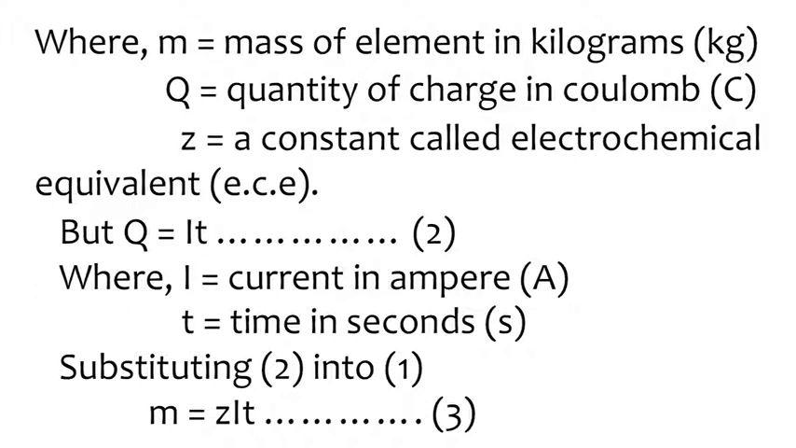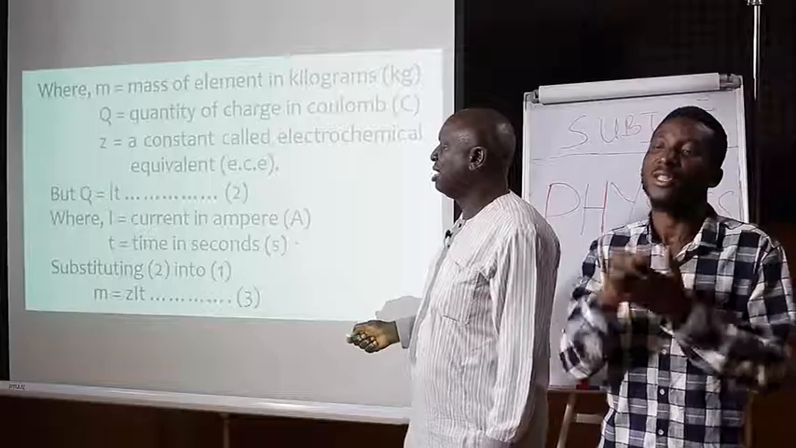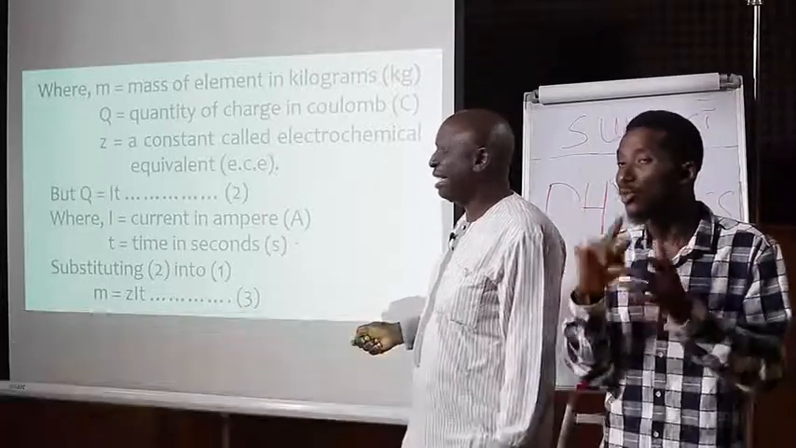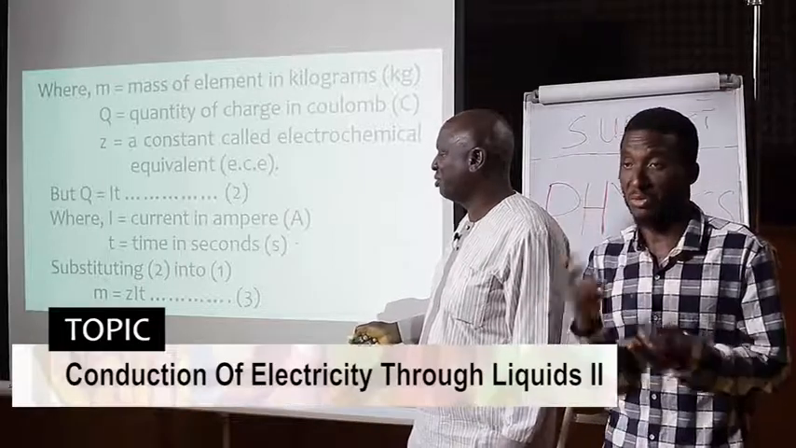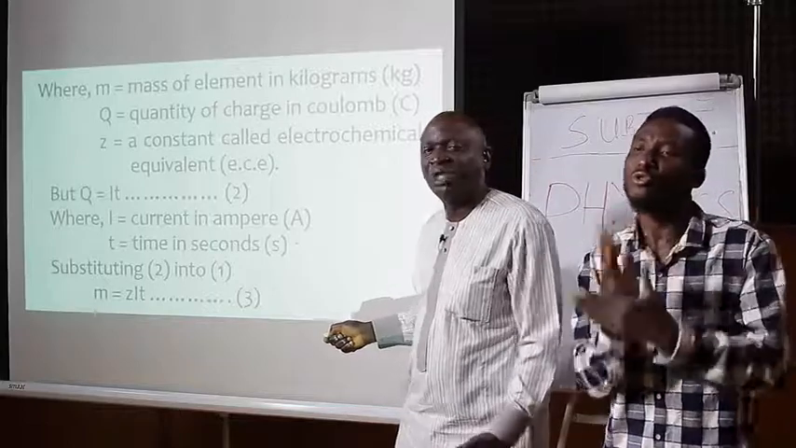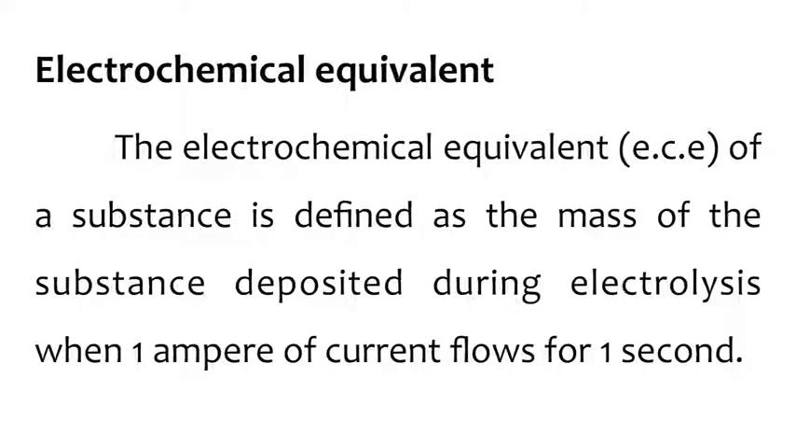Now, if we substitute equation 2 into equation 1, that means we are going to replace Q with IT in equation 1. We will therefore have M equals ZIT, and we call this equation 3. Now, this equation 3 can be used to calculate any of these quantities, either mass or electrochemical equivalent, or the current passing through the electrolysis, or the time during which the process takes place.